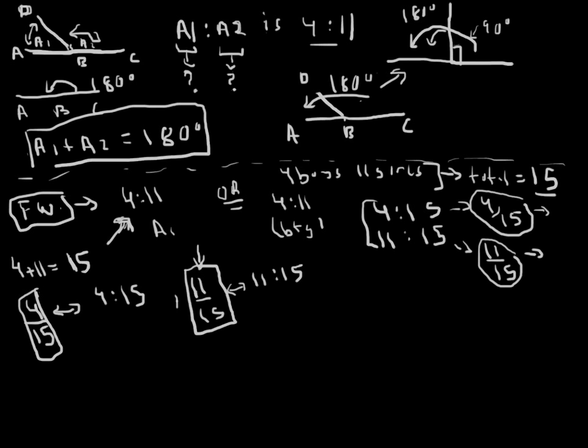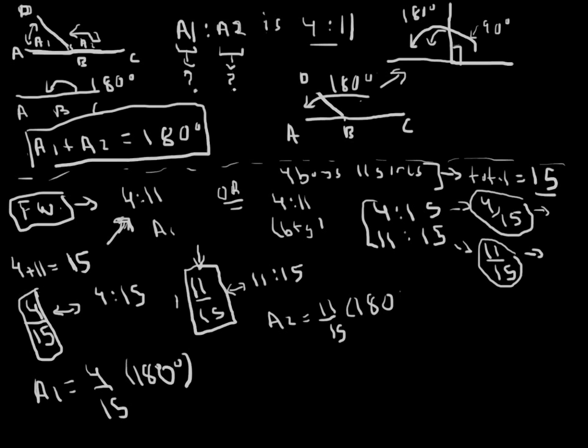So A1 is essentially 4/15 of 180 degrees. And A2 is 11 over 15 of 180 degrees. So this percent, or decimal, let's punch that in our calculator real quick. 4 over 15 is 0.26. And this bracket just means multiplying.